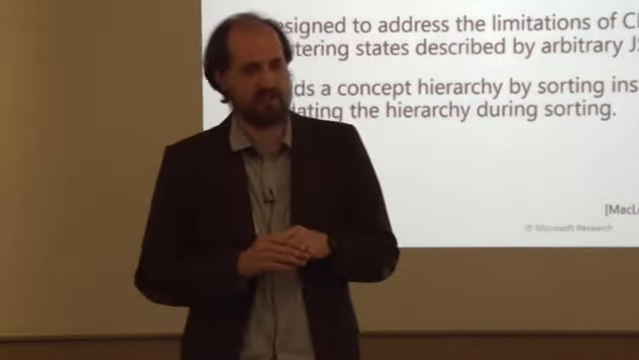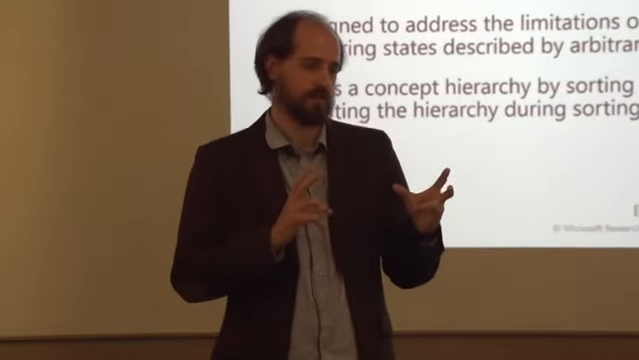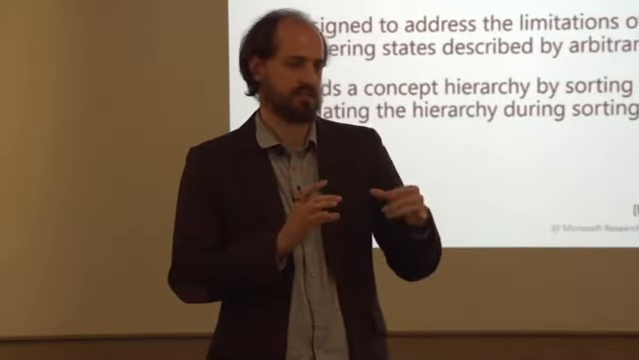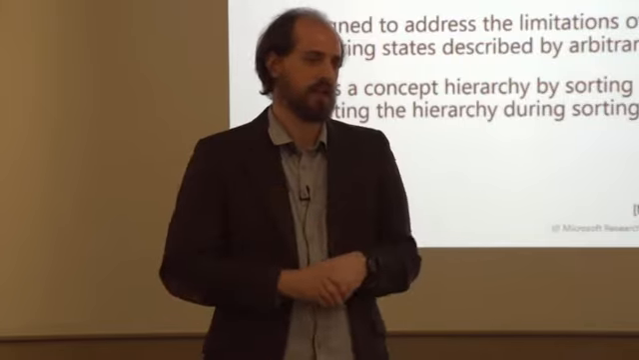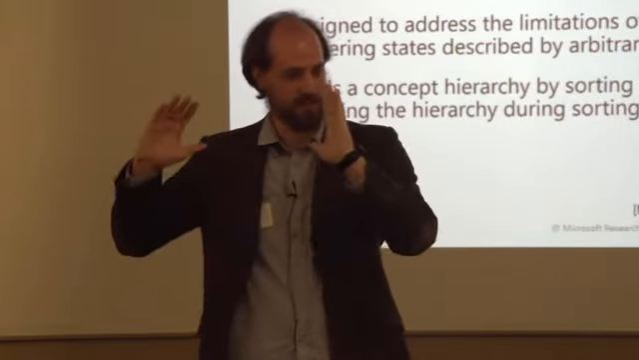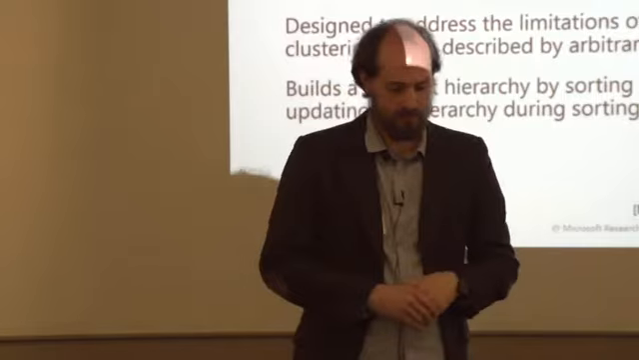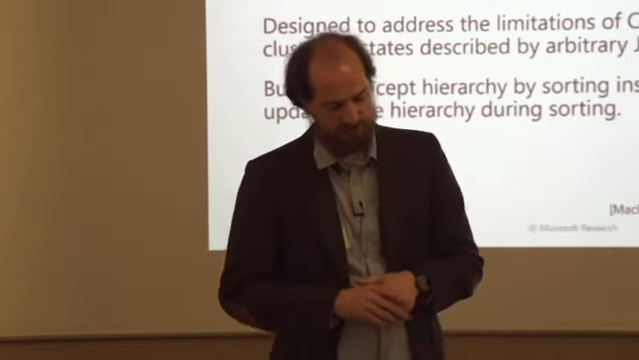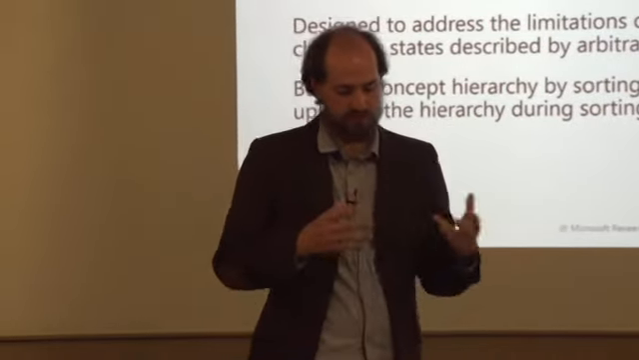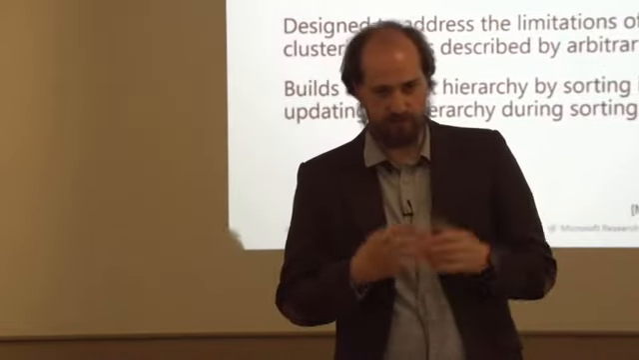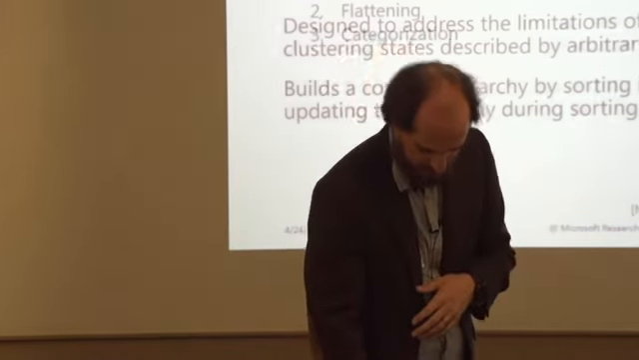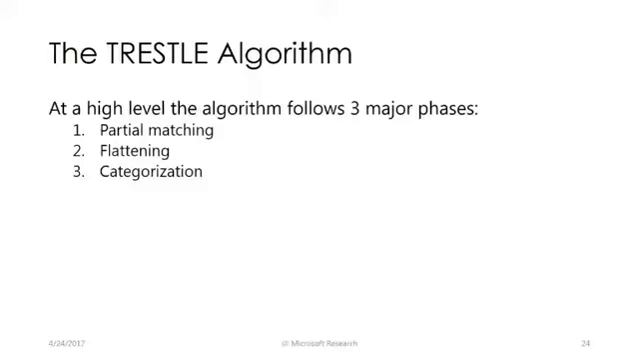So rather than having to decide how we're going to describe our states or how we're going to describe the rules that it learns, you can essentially just say JSON export game state, and it'll work with that. You have to make a lot fewer decisions. And then it builds a conceptual hierarchy by sorting instances locally and updating the hierarchy during sorting. So the way Trestle works is it follows three major phases: partial matching, flattening, and categorization.